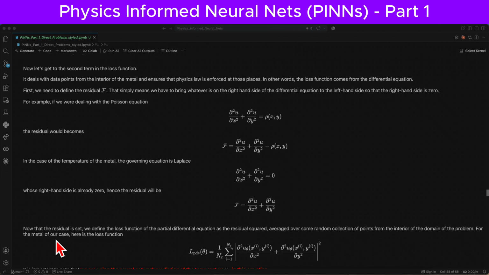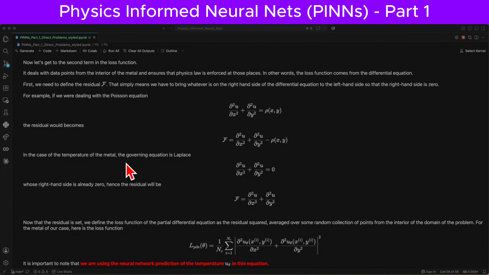Now, let's get to the second term in the loss function. It deals with data points from the interior of the metal and ensures the physics law is enforced there. In other words, this loss comes from the differential equation itself. First, we need to define the residual.